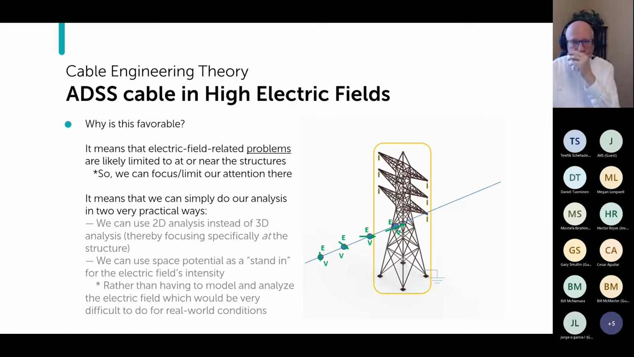So why is this beneficial? Well, it means that we can look at the problems right at the structure, or problems are likely to occur there. Therefore, that's where we can focus our attention. And it further means that we can simplify our analysis in two very practical ways. Because it's strictly at the structure, we can look at 2D analysis instead of 3D analysis. So we're focusing specifically at the structure, and we can use space potential, so those equipotential lines in particular, as a stand-in for the electric field's intensity. It's like a surrogate, right?